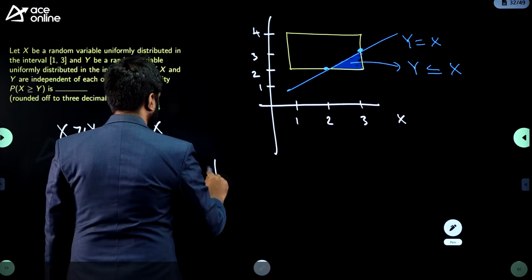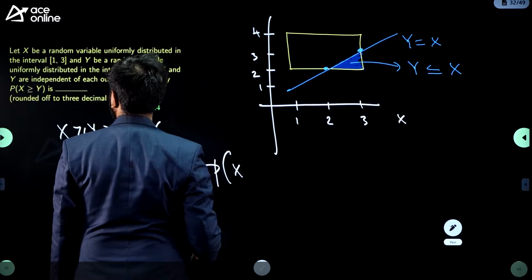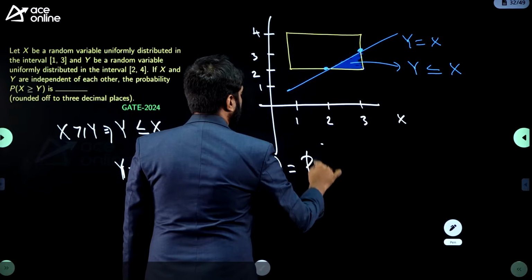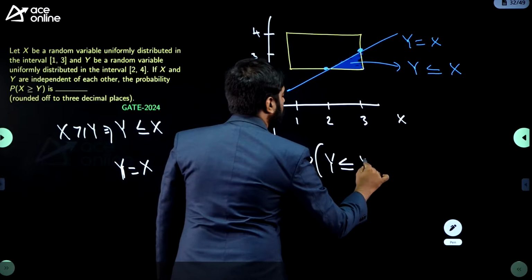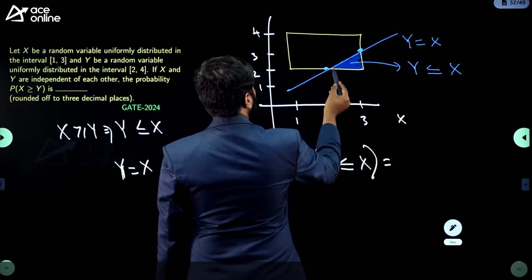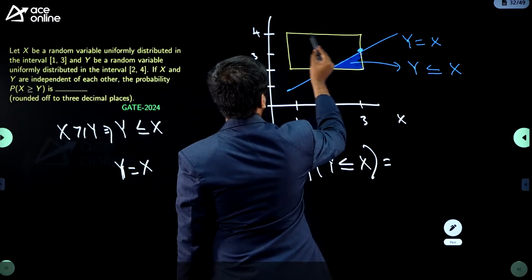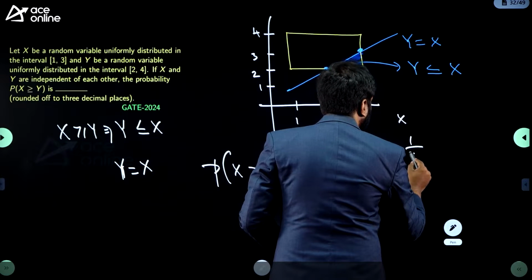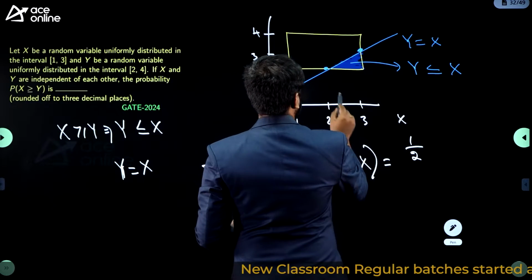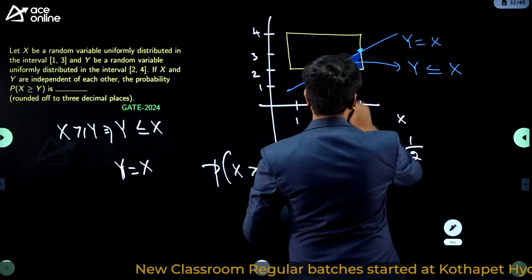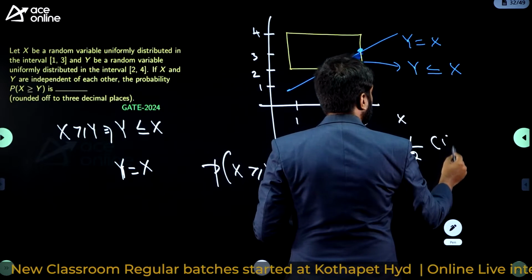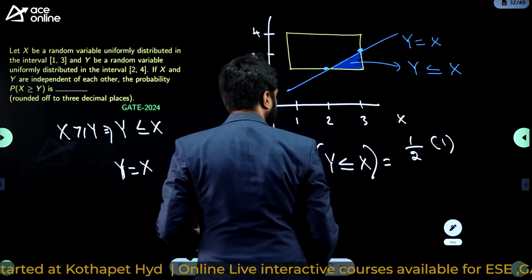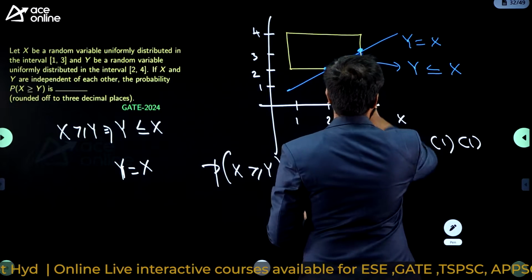The answer is so simple. The probability of x greater than or equal to y is the same as the probability of y less than or equal to x. So it's the area of this shaded part divided by the total area. The shaded part area is half into base into height. The base is 1, as you can see through a simple figure, and the height is also 1. This is the area of the triangle.